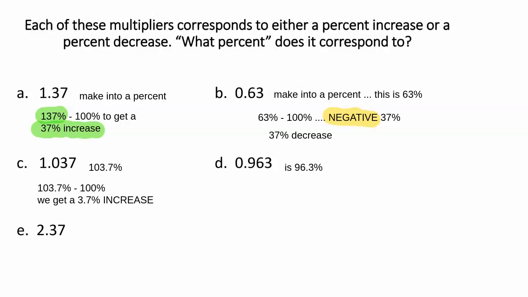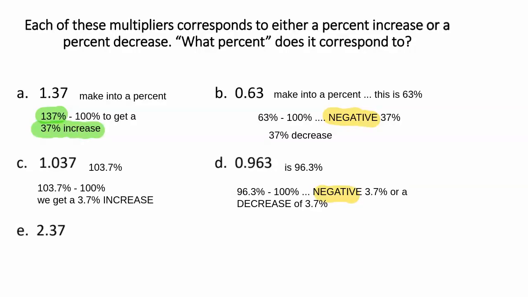3.7%, or a decrease of 3.7%. A decrease. I'm getting a negative number. Because I get a negative number, I have to translate. What does that word negative mean?